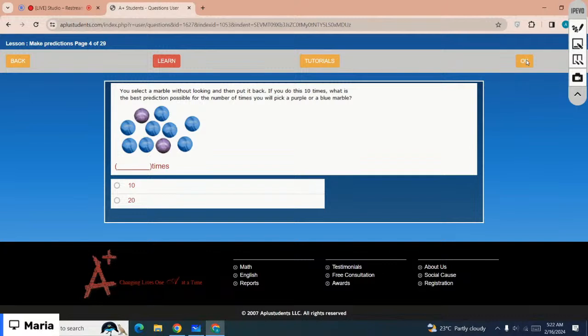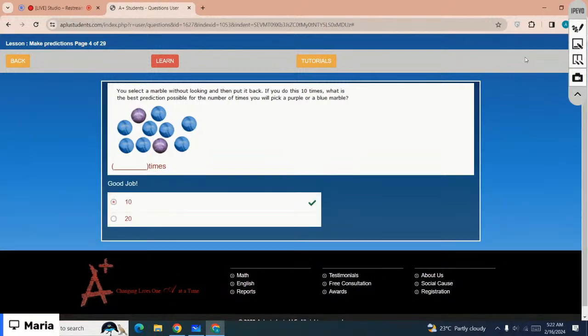That is 10, because either they are purple or they are blue. So, the correct option is, yes, very good, that is 10. You guys are doing great. Very good.